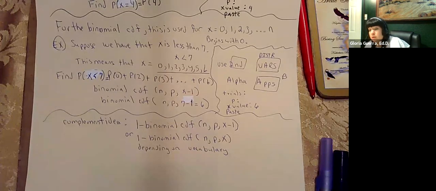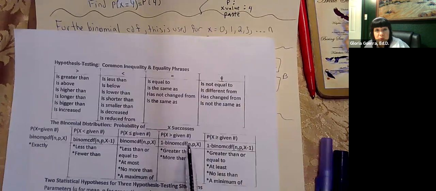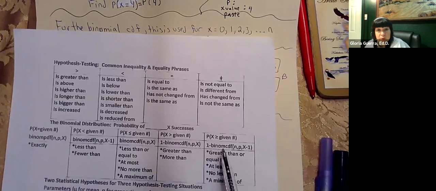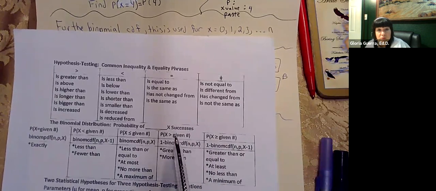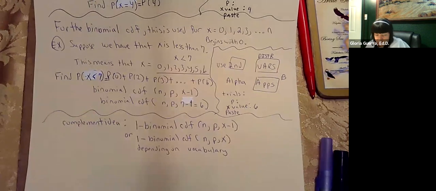So if I show you that here, the complements, see, 1 minus binomial CDF n, p, x, this is limited to this vocabulary here, greater than, more than. And see this one, 1 minus binomial CDF n, p, x minus 1. This is limited to this vocabulary here. Okay. So this means x is greater than or equal to a number. This means x is just greater than a number. Okay. All right. So those are the ideas for complement idea.